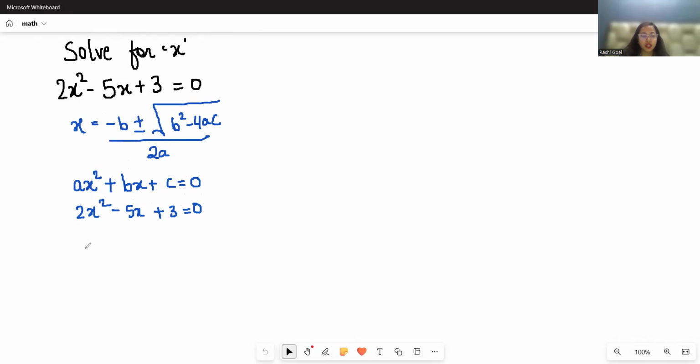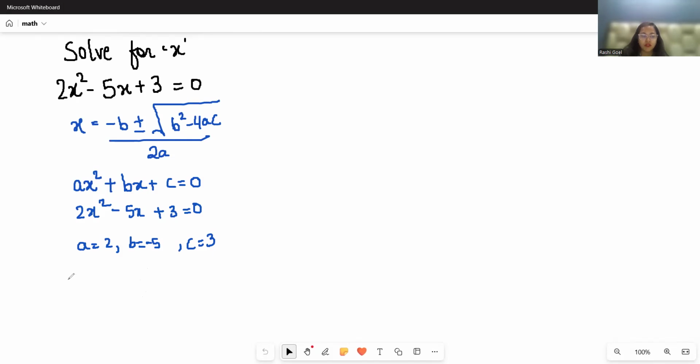So what do students take? A as 2, B as 5 and C as 3. But it's wrong. Our B in the equation is negative, not positive. So we have to take B as −5, not 5.